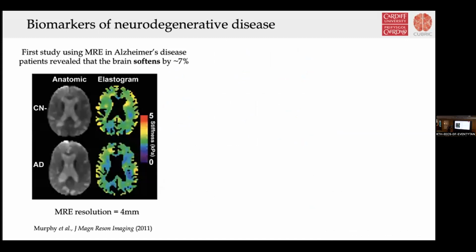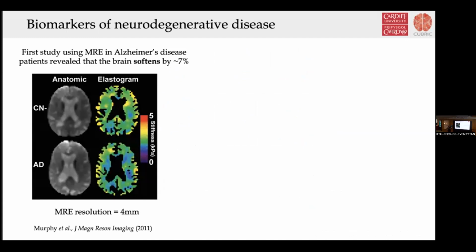So now moving on to MRI studies that have examined neurodegenerative disorders, most commonly Alzheimer's disease. And the first study was back in 2011. It was the first study to globally look at the brain and say, actually, there's a softening of 7% in Alzheimer's patients, and they were biomarker confirmed.